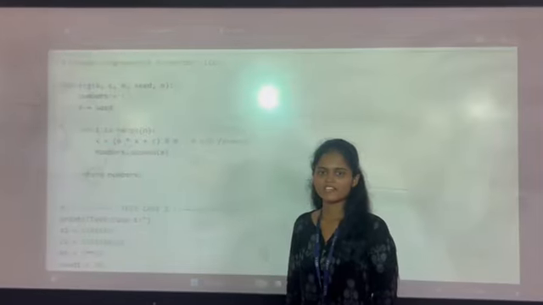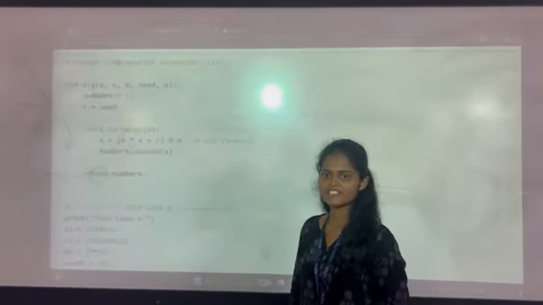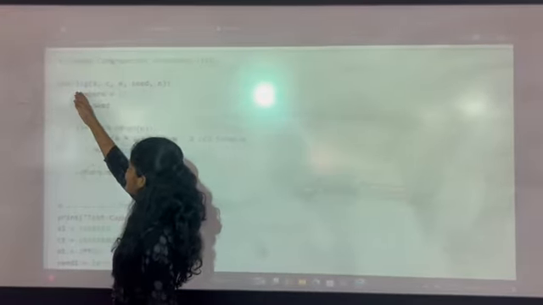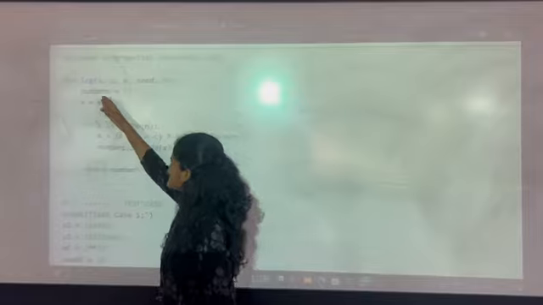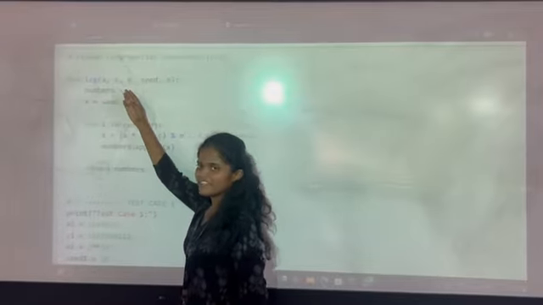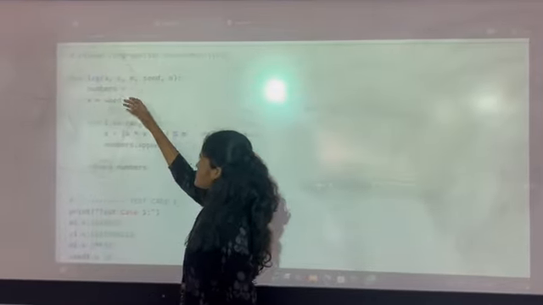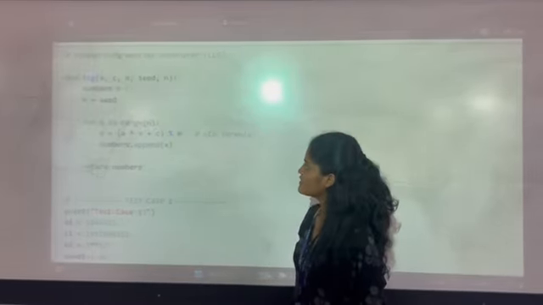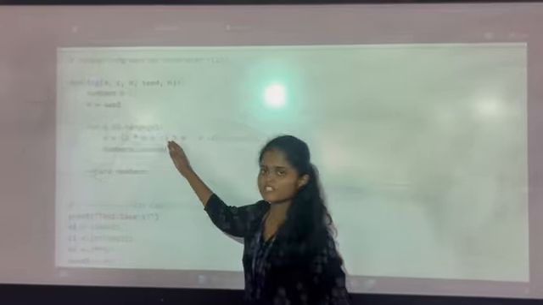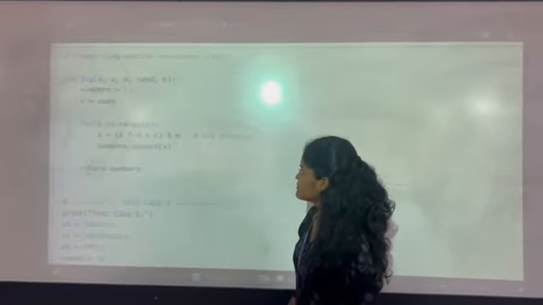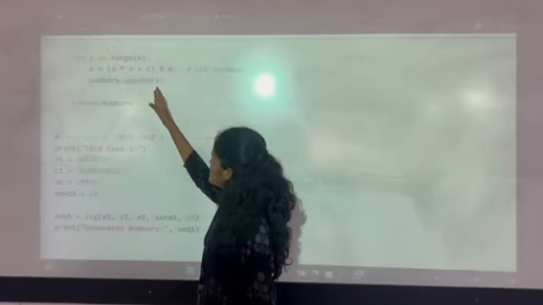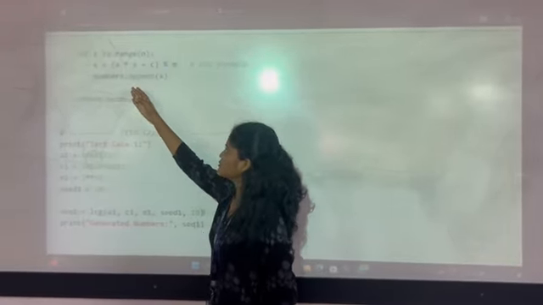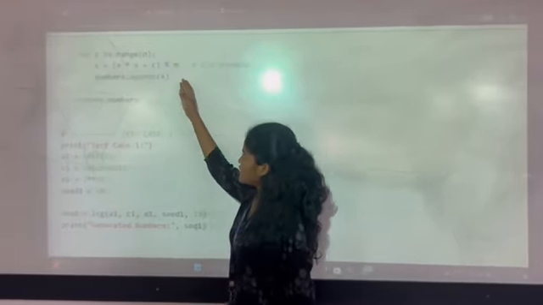In this program, we implement the linear congruential generator using the function LCG. Here a is the multiplier, c is the increment, and m is the modulus. The seed is considered the initial starting value. Then we use a for loop for generating random numbers, and inside the loop we apply the LCG formula, which is x equal to a x plus c mod m.